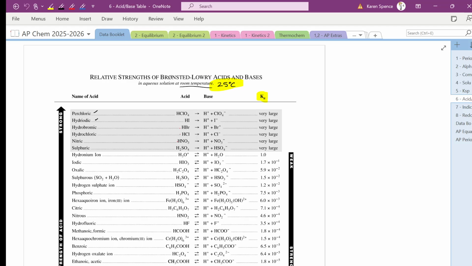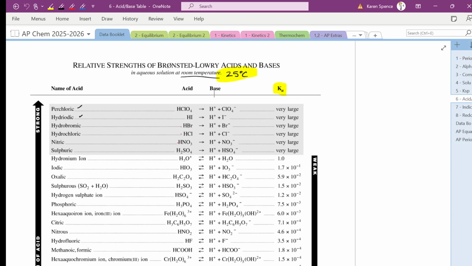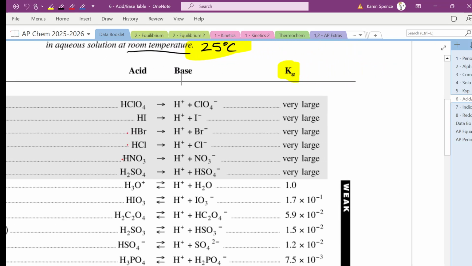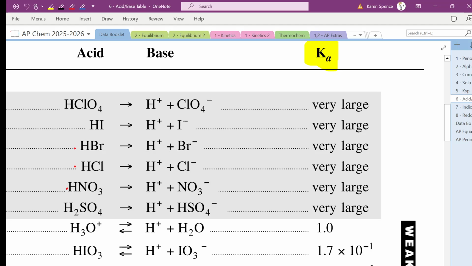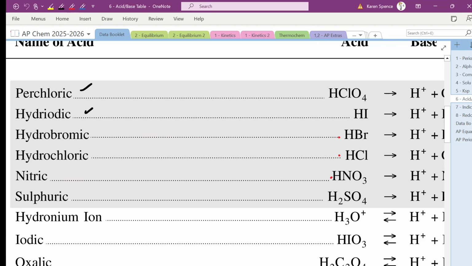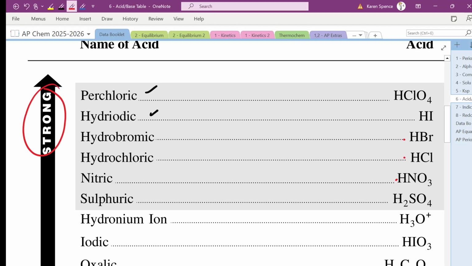Now, do you remember your strong acids? What's the difference between a strong acid and a weak acid? A strong acid completely dissociates. That means that dissociation process is complete. It goes to completion. And you can see here our strong acids are at the top of the table, these are our strong acids in the gray.